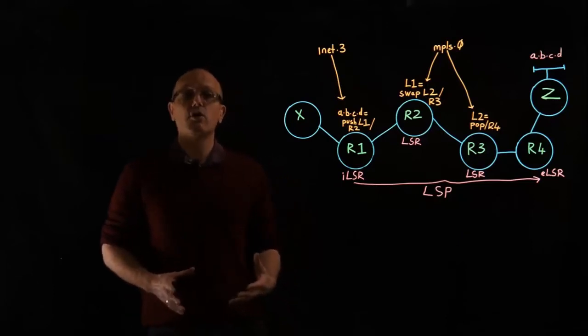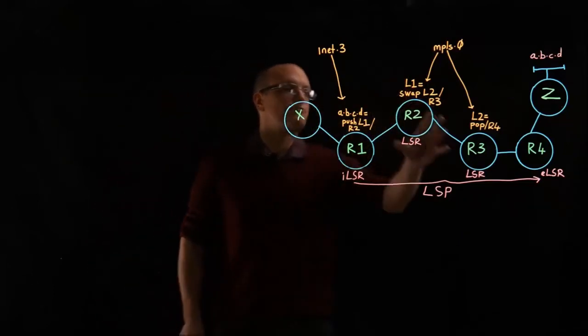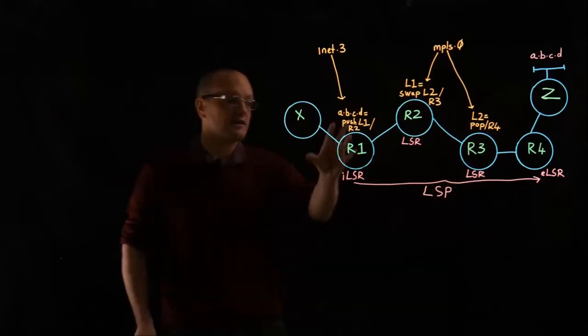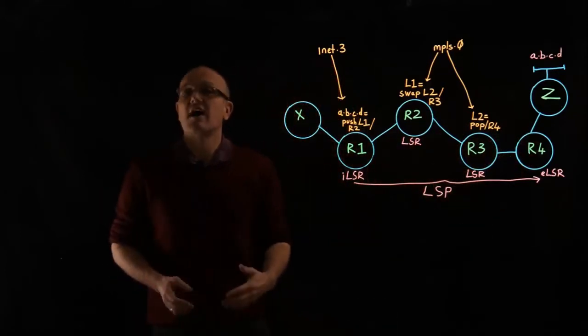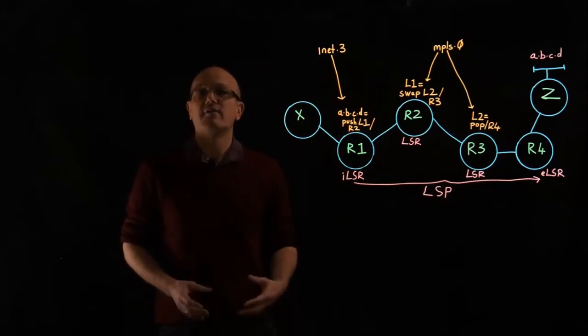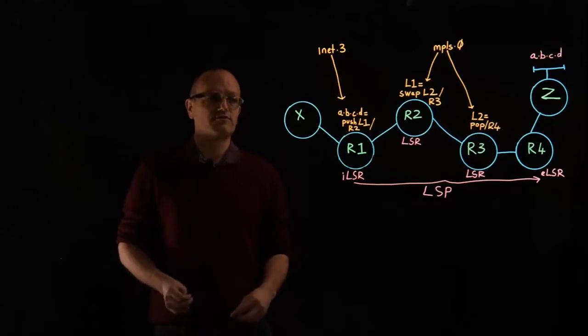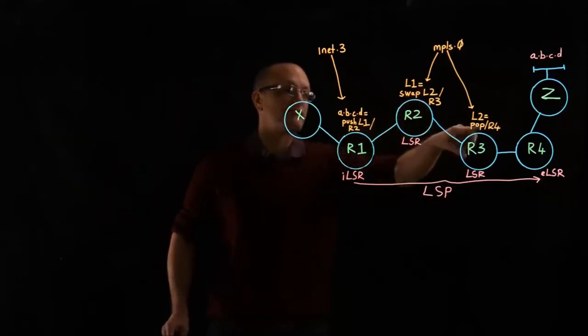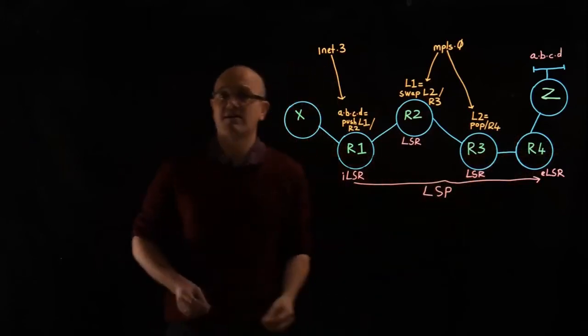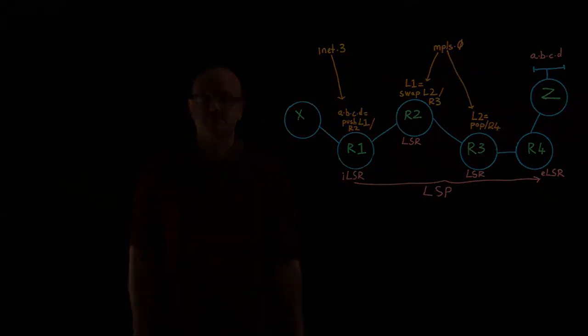So this was a quick overview of the typical forwarding actions that you might see in the path of a label switch path. As I said, in subsequent videos, we'll analyze in detail how different label advertisement protocols advertise these label values to the various routers in the path of LSPs.